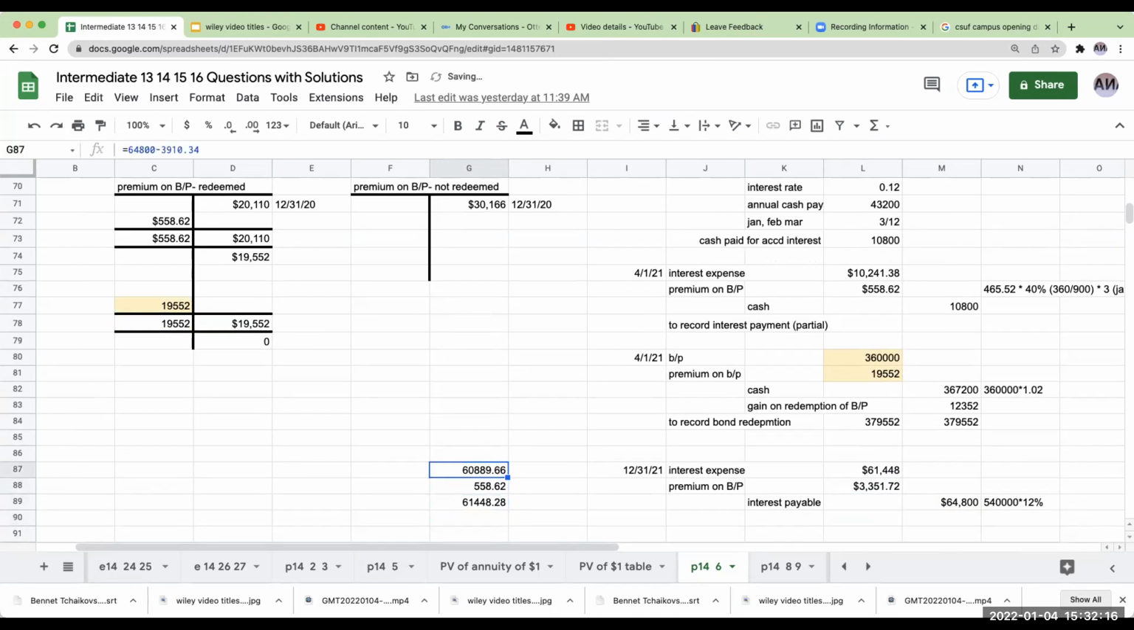Okay, I'm coming at the question. The book is doing a couple different things over here, but these numbers are correct. So over here we've got interest expense, interest payable, and this is basically for the unredeemed amounts.